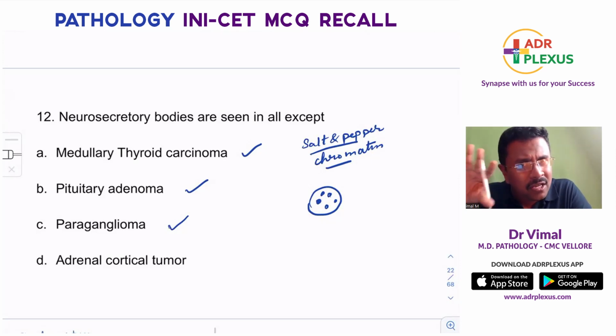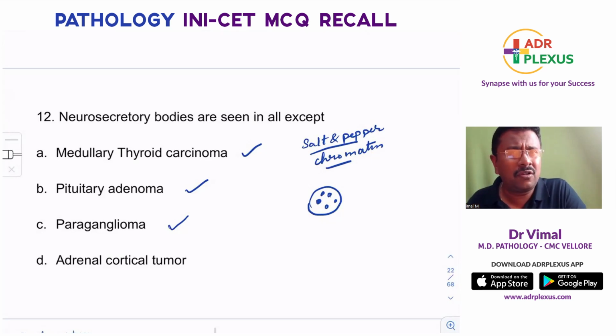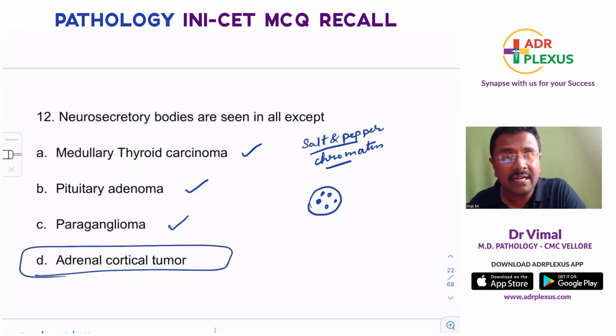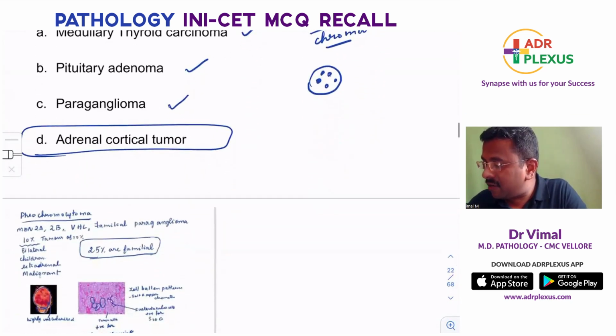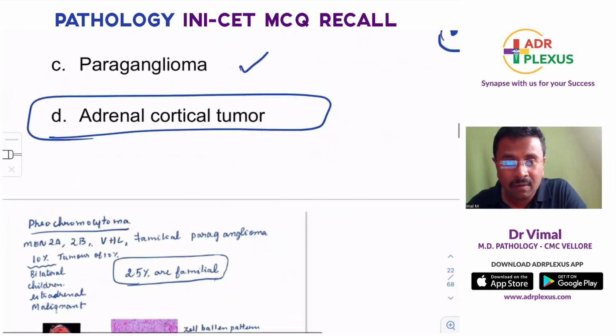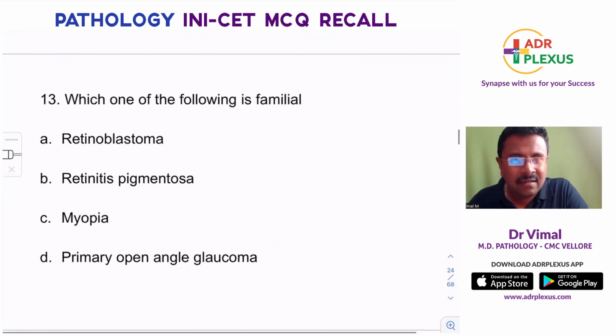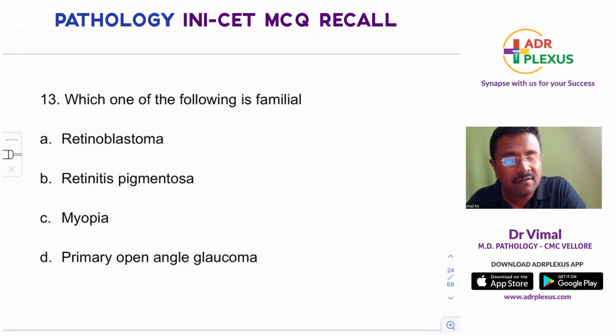So what is usually not seen with neurosecretory bodies is the adrenal cortical tumor. Adrenal cortex will not have that much secretory function compared to the adrenal medulla. So a tumor arising from the adrenal cortex will not have neurosecretory bodies. So the option we have to choose here is that neurosecretory bodies are not seen in adrenal cortical tumor. We have highlighted this point in our workbook in the topic of pheochromocytoma.